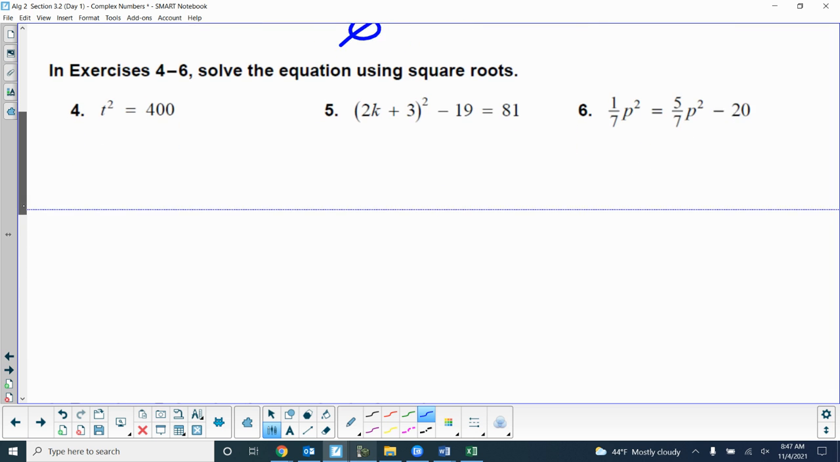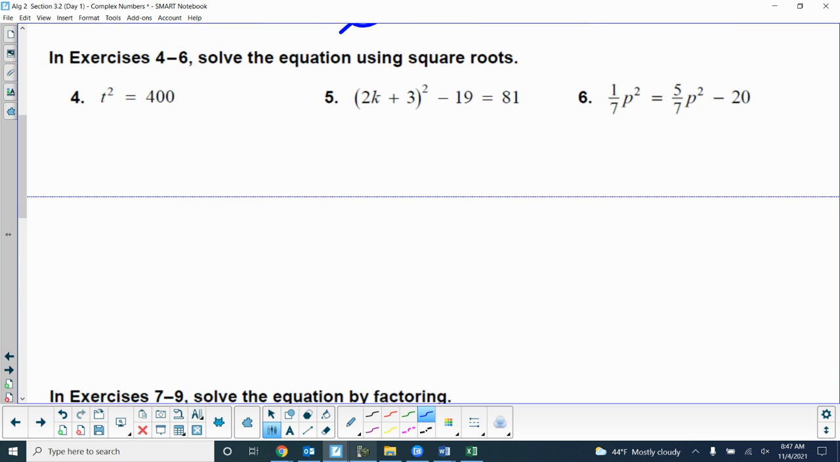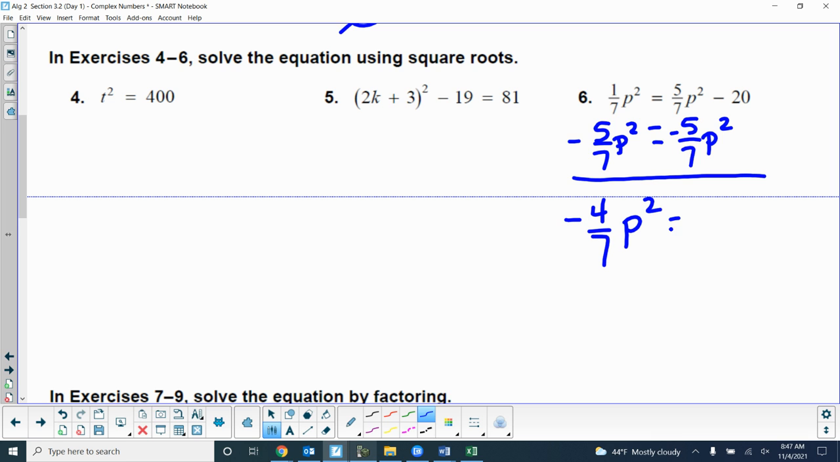All right, the next three said square roots. You got to get the squared part alone. The one that probably gave you the most issues is this one over here. First step, get the p squareds together on the same side. So what's 1/7 minus 5/7? Negative 4/7. Is the squared part alone yet? Is it isolated? No. So we got to move the negative 4/7 over.